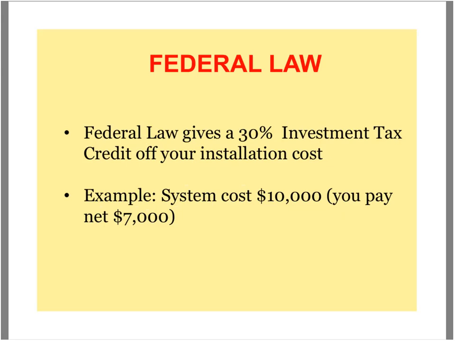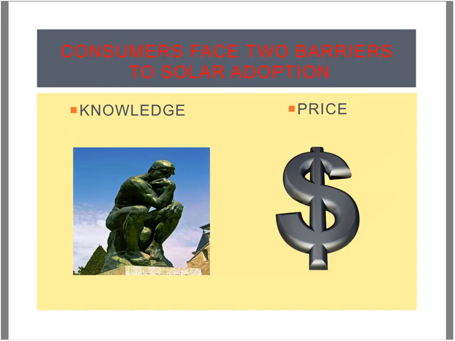Federal law gives anyone who pays taxes a 30% investment tax credit off their installation costs. And we'll look at some of the dollars and cents in just a minute. But just for example, if you were to purchase a solar system that costs $10,000, you would in fact pay a net of $7,000 after you take your 30% federal investment tax credit. So why isn't everybody adopting solar?